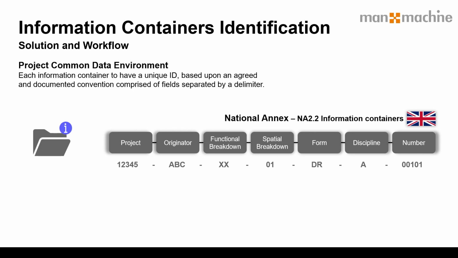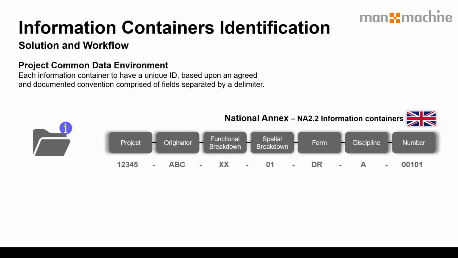Now, what they should do as well is also enable an information container to have a unique ID number. So for example, a document, a drawing that's placed in there. Ideally, an example on the screen here, but the standard doesn't state exactly what the information container ID should be. This is something that needs to be agreed and documented before the project obviously starts.